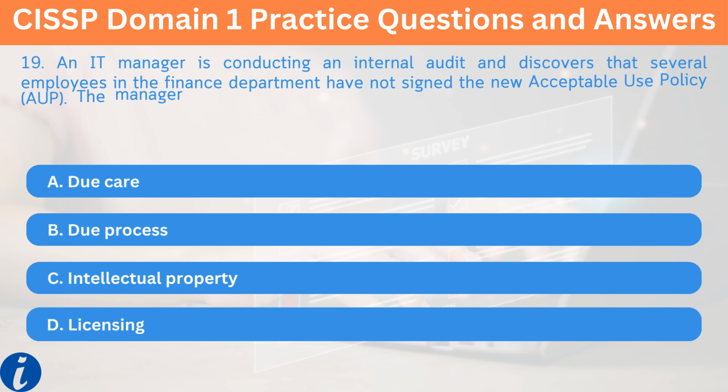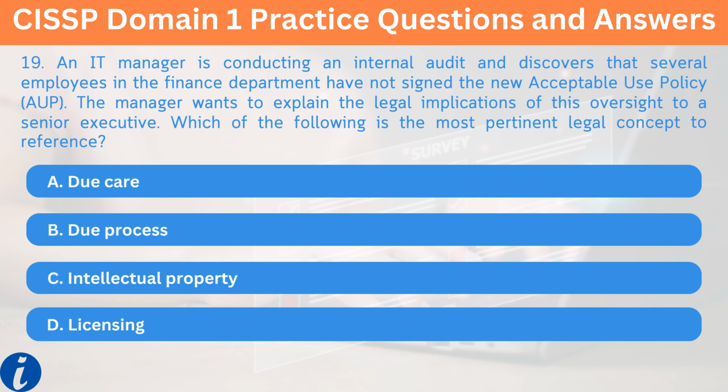19. An IT manager is conducting an internal audit and discovers that several employees in the finance department have not signed the new Acceptable Use Policy, AUP. The manager wants to explain the legal implications of this oversight to a senior executive.